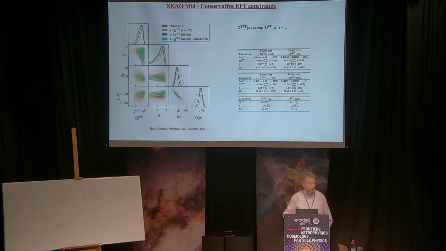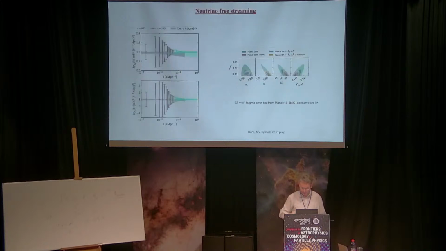So again, why do we need this data? Well, because these observables really probe the redshifts at which this number here is expected to run, is expected to show a departure from lambda CDM. That's why. Neutrino free streaming.